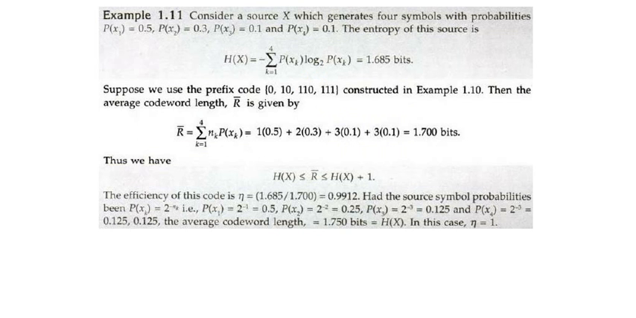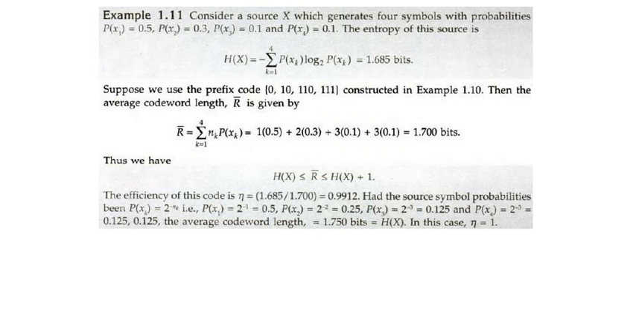Summation of k from 1 to L, nk times p of xk. Since there are 4 symbols, here again L equals 4. nk is the length of the k-th code word. The first code word length is 1 bit, only 0, and its probability is 0.5. So 1 into 0.5, plus the second code word length.